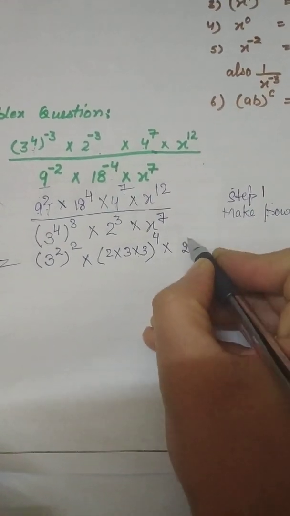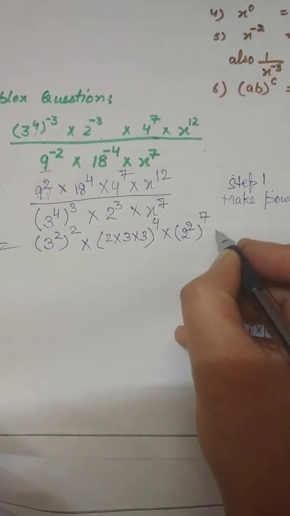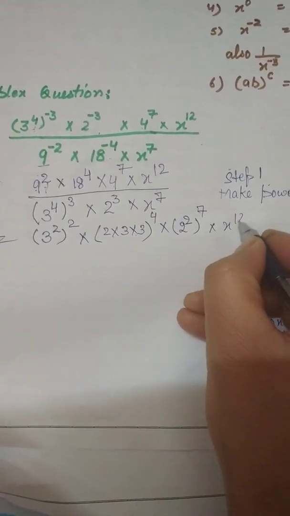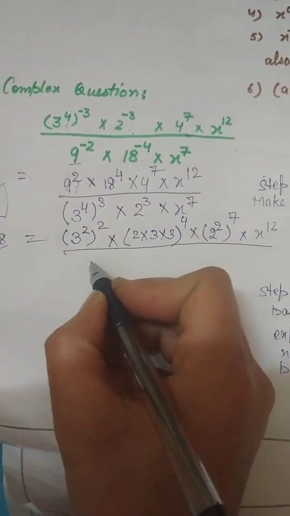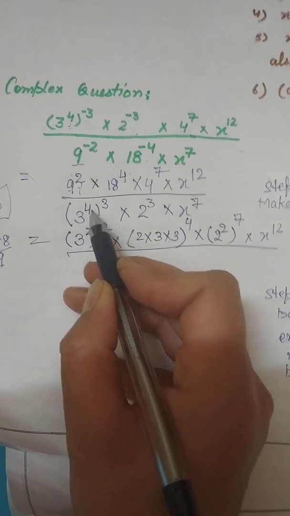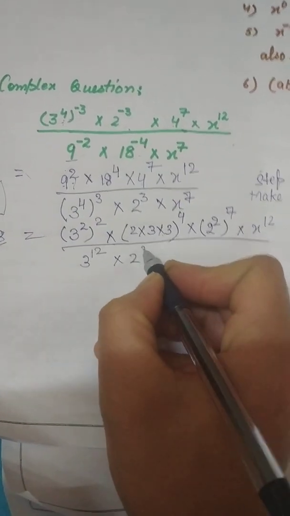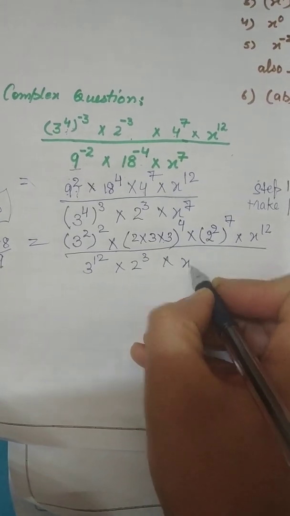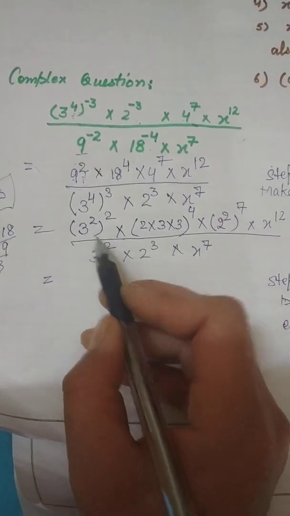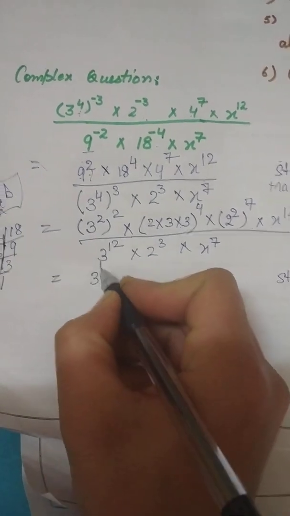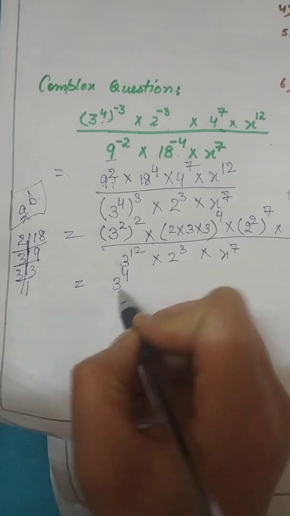Similarly, 4 is simple, so I can directly write it as 2 squared, and there is 7 also. And here it is x raised to power 12. Similarly here, the base is already prime, so we can simplify it. It's 12. Here 2 raised to power 3 into x raised to power 7. Again, should we start operating? No, we have to simplify it. So 3 raised to power 4. It is in the simplified form a raised to power b, where a is prime.